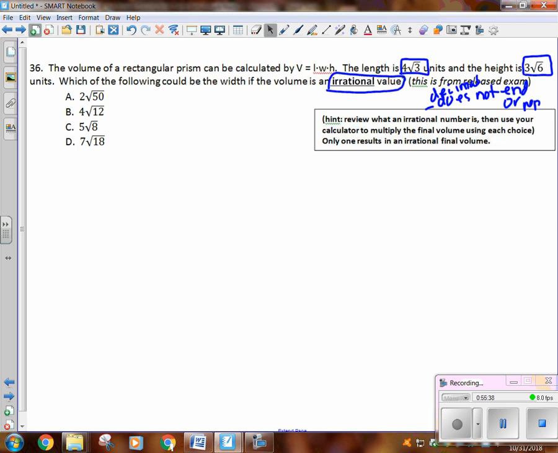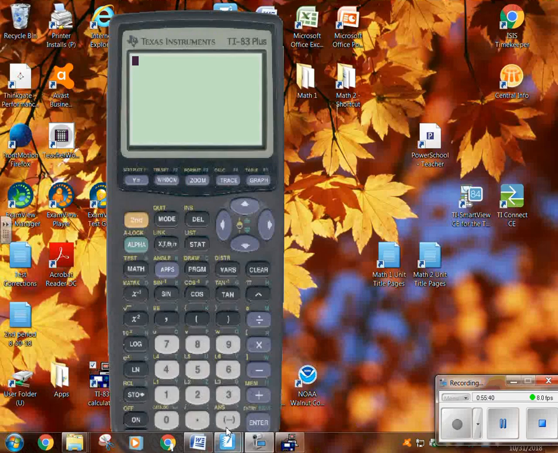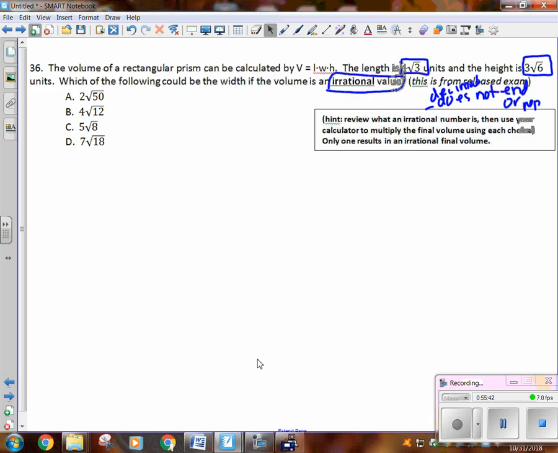So this is where I would say grab your calculator. Okay, I have turned my calculator on. Now I'm going to imagine how I would do the volume. It gave me the equation for volume: the length times the width times the height. So if I do the volume using this one, the length is 4 times square root of 3. Even though it's messy, my calculator can do it, times the width, which are the possible widths, times the height, which is 3 square root of 6.